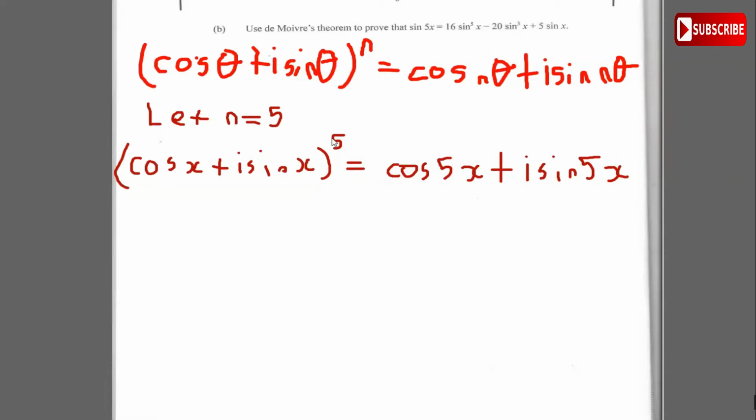To expand it, remember, we're using Pascal's triangle, to the 5th. It's the first one to the 5th, then to the 4th, then to the 3rd, then to the 2nd, and going down. So this is how we expand to the 5th power again. It's going to be cos to the 5th power of x plus 5 times cos to the 4th power of x, multiplied by i sine x.